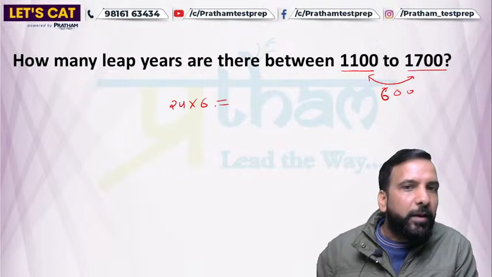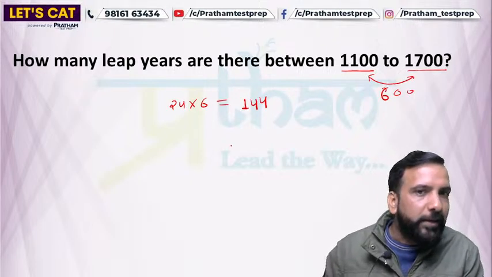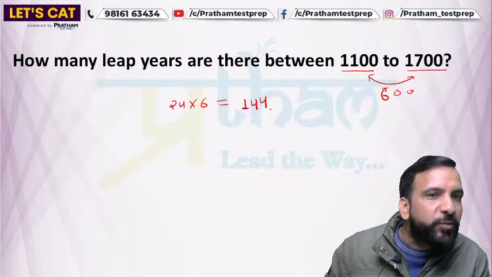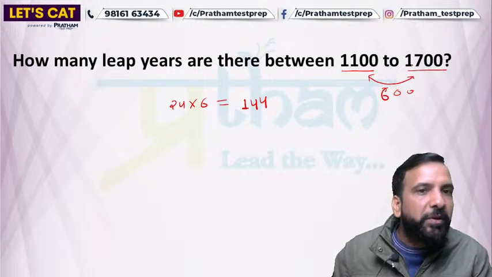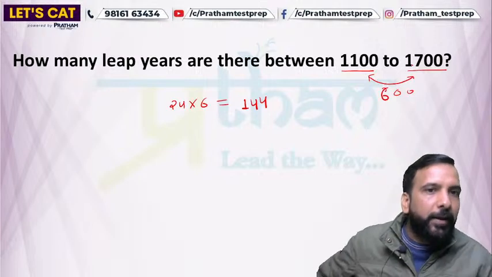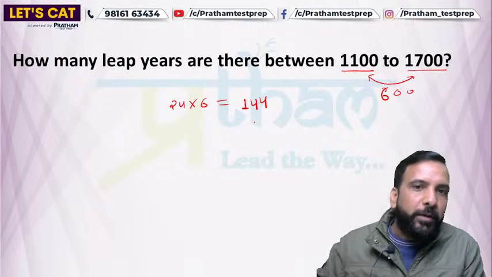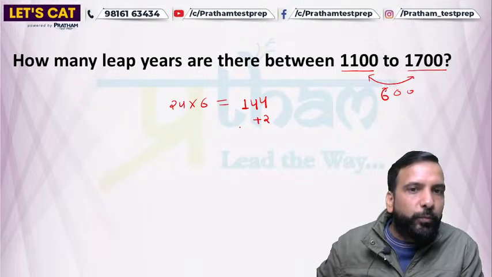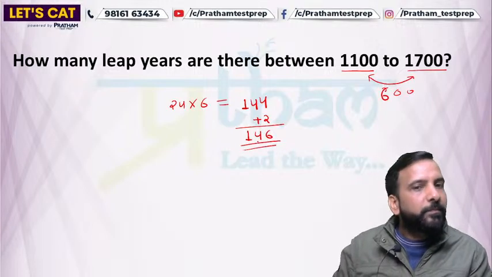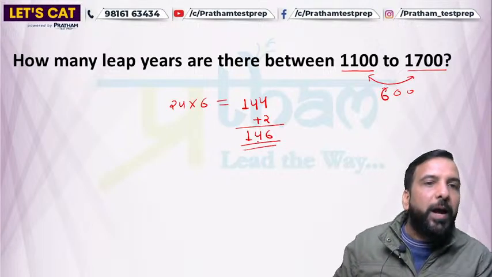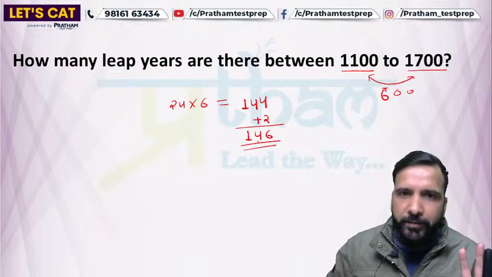कितना हो जाएगा? 6 4 जा 24, 6 2 जा 12 plus 2, 14, 144. These are non-century leap years. Now 1100 से 1700 तक कौन से ऐसे centuries हैं जो 400 के multiple हैं? That is 1200 and 1600. Only 2. So it's plus 2. So answer is 146. So done. देखो कितना easy है, right? It will hardly take 5 seconds or 10 seconds. With practice, you can solve within 5 seconds, right?